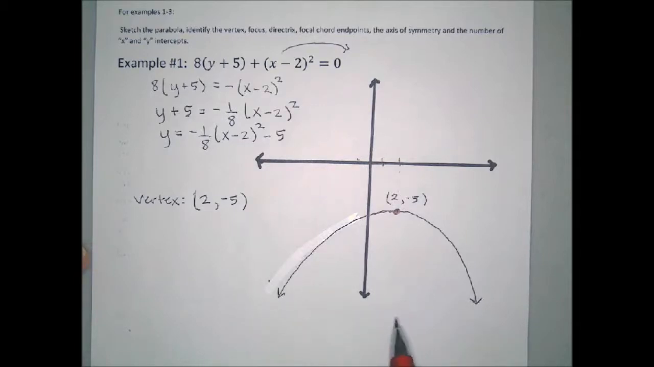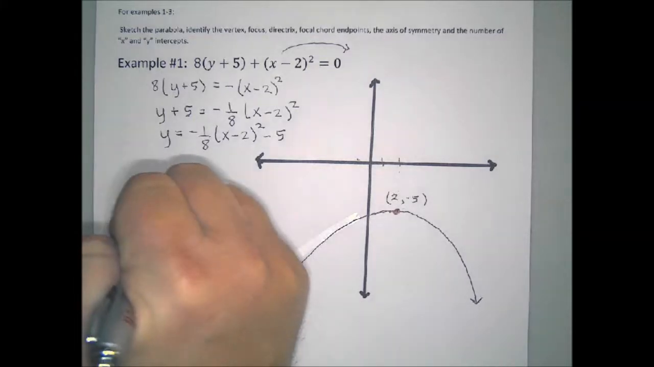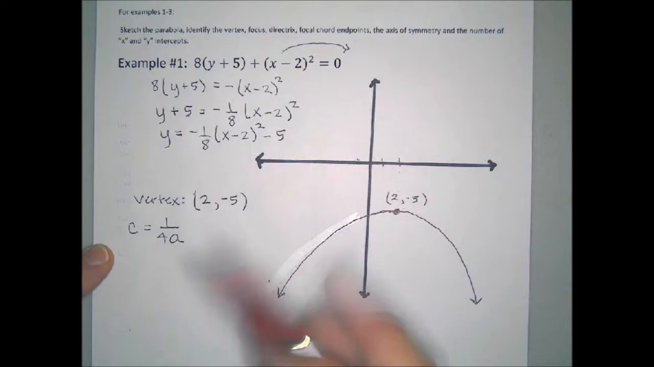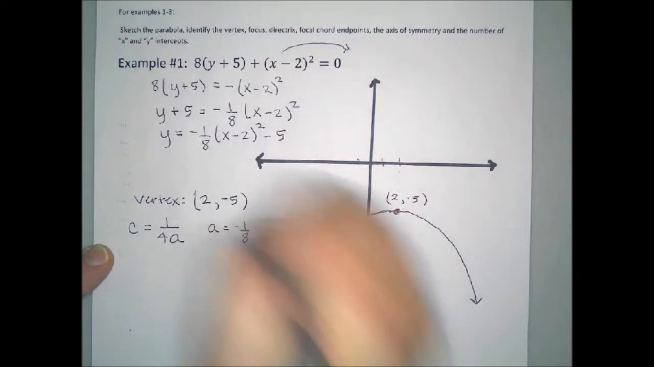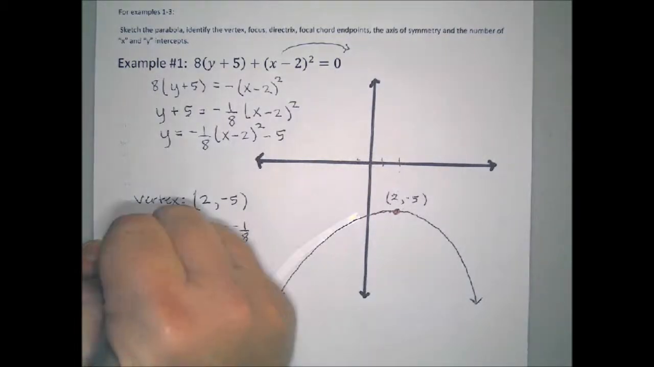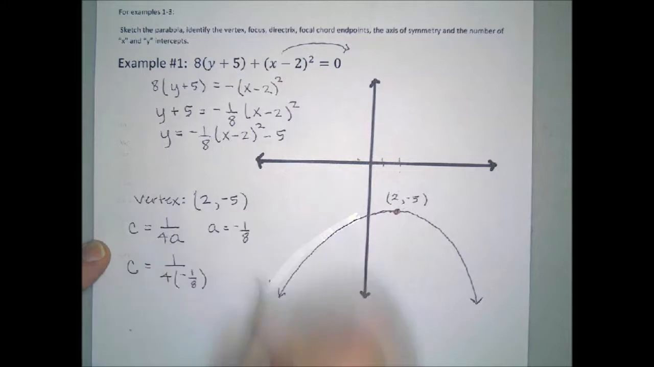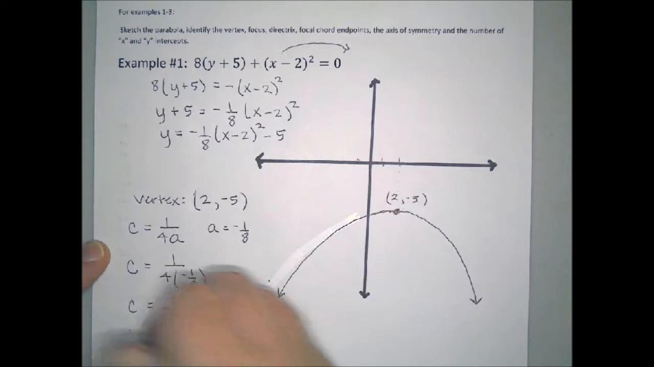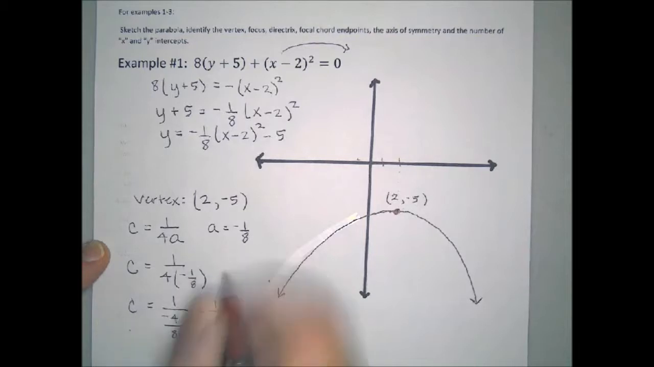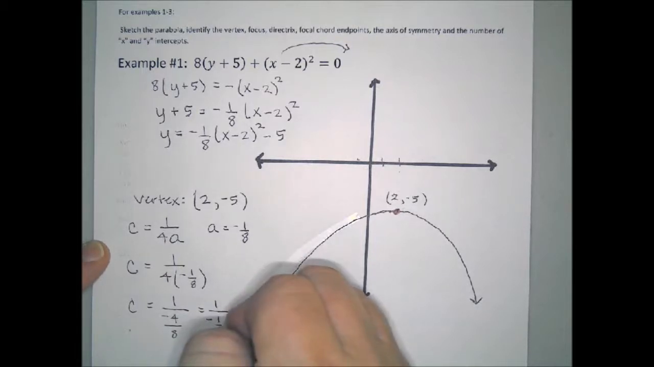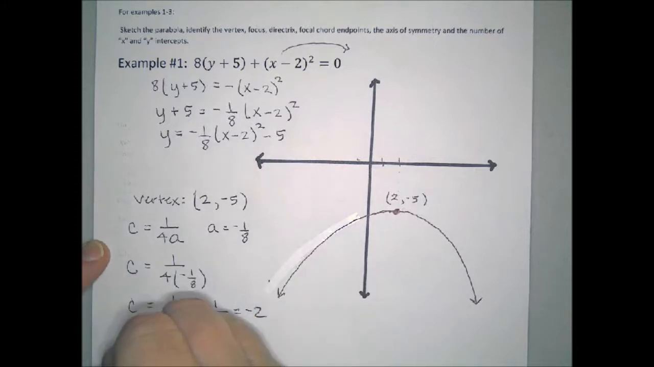Now, the next thing we need to know is the directrix and the focus. Both of those are dependent on the C value. C equals 1 over 4 times the A value. And in this case, the A value is negative 1/8. So we've just got some math to do. C equals 1 over 4 times negative 1/8. So C equals 1 over 4 times negative 1, which is negative 4 over 8, which equals 1 over negative 1/2, which is negative 2. So C equals negative 2.